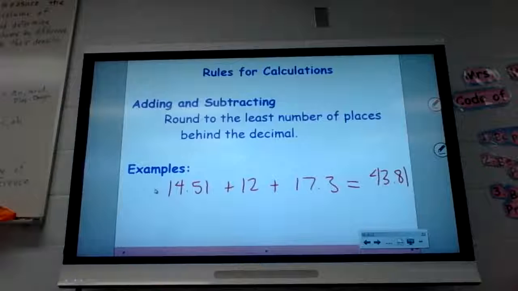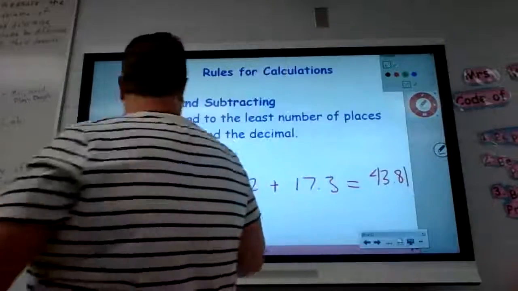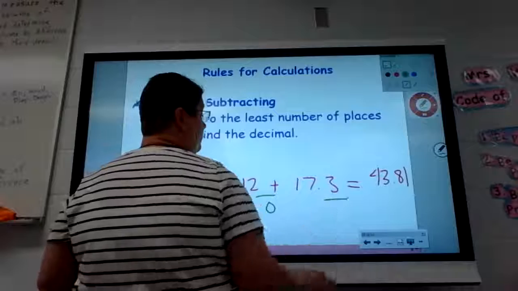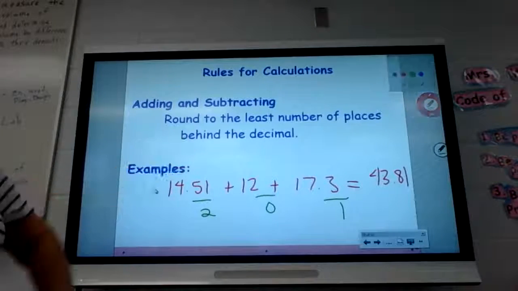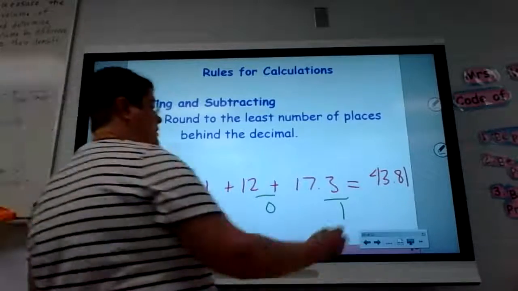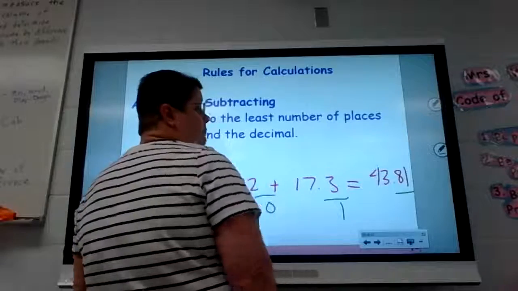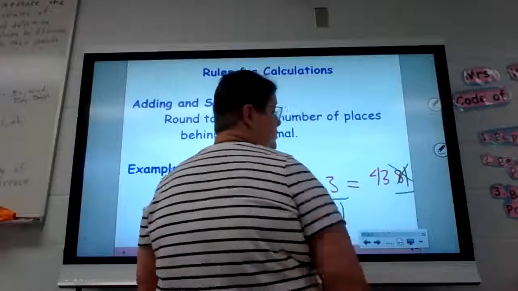Okay? So when you have those numbers, you're rounding to the least places. Now you can add them up in a column if you prefer. There's nothing wrong with doing it that way. But you're rounding to the least number of places behind the decimal. So how many places are behind the decimal? Here, 2, here, here. Our answer has to have the least number. What's the least number? 0. So I want 0 in this number. So I need to round off, so I have none. So I need to get rid of those numbers.